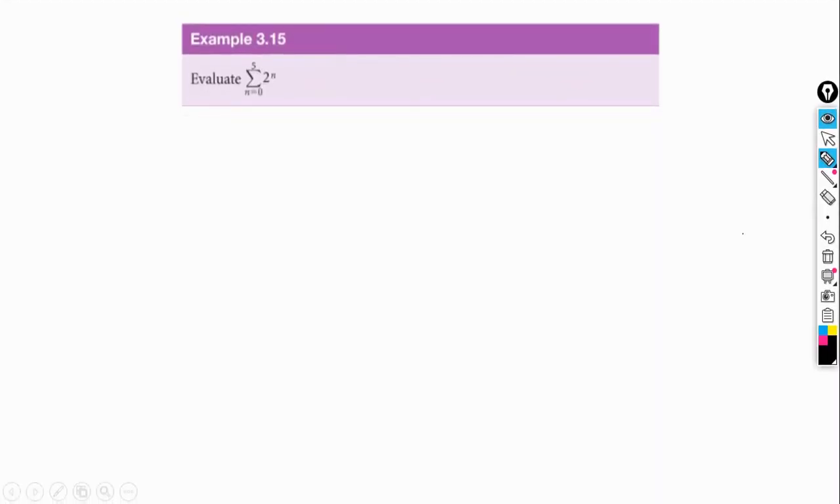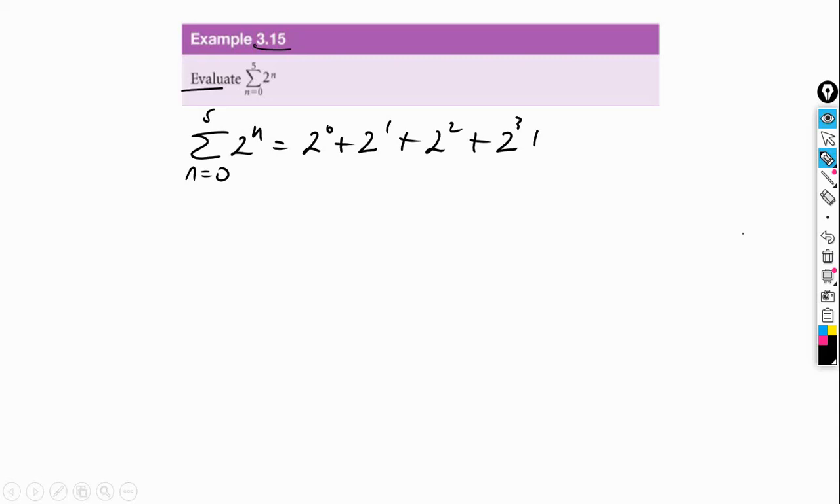In example 3.15, they actually ask us to evaluate this partial sum from n equals 0 to 5 of 2 to the n. This would be 2 to the 0 plus 2 to the 1 plus 2 squared plus 2 cubed plus 2 to the 4 plus 2 to the 5. And if we calculate that, it's going to give us 63.